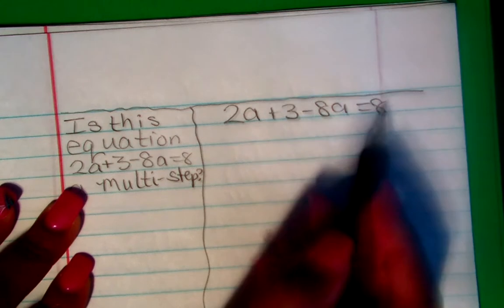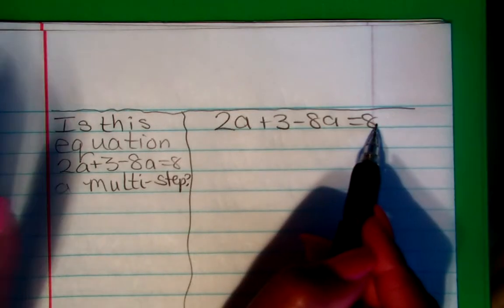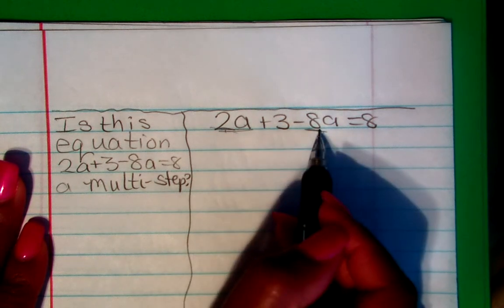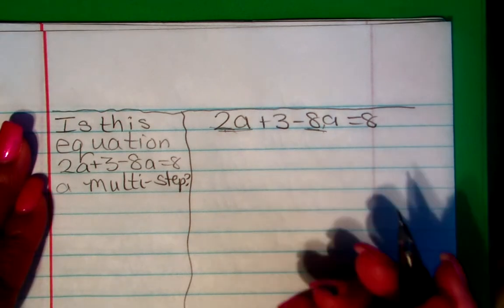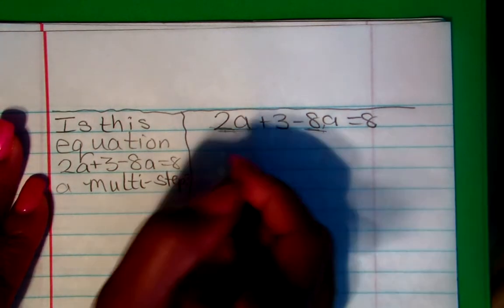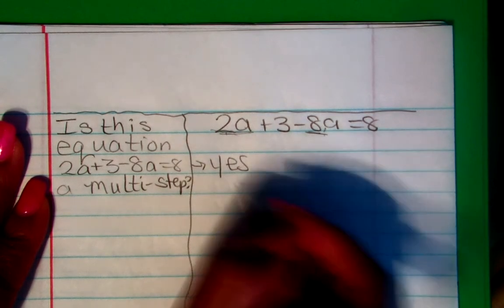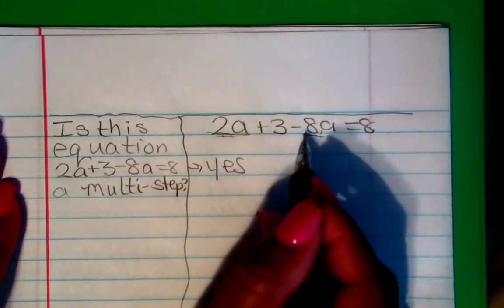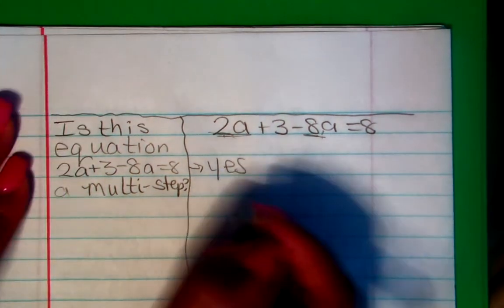So let's see. Here, I got an 8 by itself. We're looking at the details. Here I got 2a and I got a negative 8a. So if I have to combine those, that's going to be more than 2 steps. So yes, it's a multi-step equation. So yes, to answer this question, yes. And the reason is what I just told you. Okay, so I'm not writing it down. You could write down what I said, but just remember that. So here we go. Yes, so let's solve it.